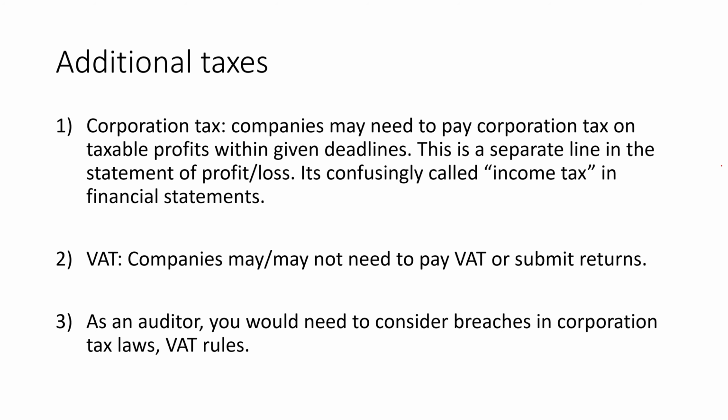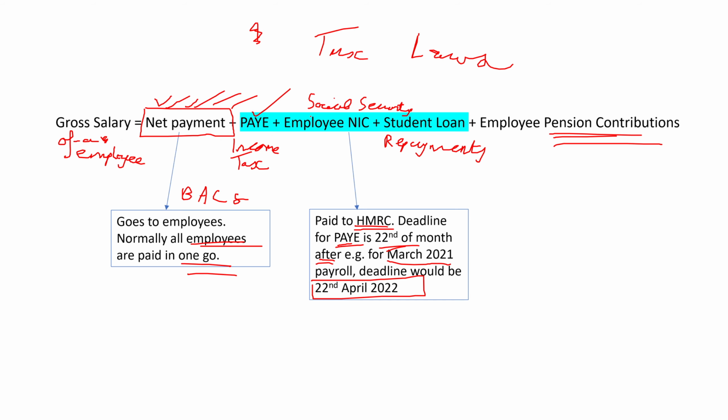Now there are additional taxes. One thing I would say actually before I move on is that the PAYE, employee NIC, these are all calculated by the company. Okay, so the employees don't do this themselves. The companies calculate the PAYE, employee NIC and student loan, and they make the payments on behalf of the employees.